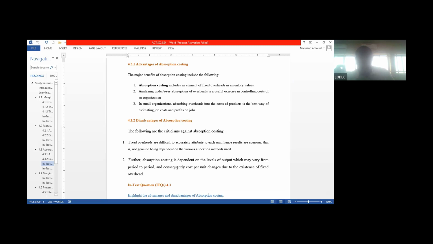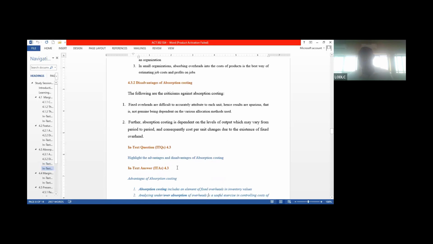Then two, absorption costing is dependent on the level of output, which may vary from period to period, and consequently, cost per unit changes due to existence of what? Fixed overhead. In absorption costing now, fixed overhead is what is included.